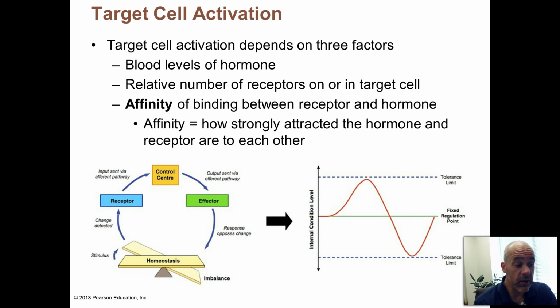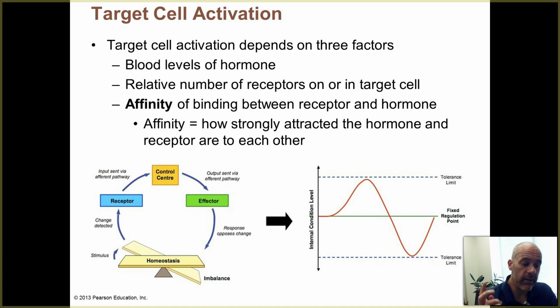All right, and then as far as target cells becoming activated, three major factors determine whether or not target cells are going to become activated or not. Are they going to make a response? Some of these are just kind of common sense when you think about it. First, blood levels of the hormone. Hormones exist in particular concentrations. That's how many molecules of the hormone you have in a particular volume of fluid.